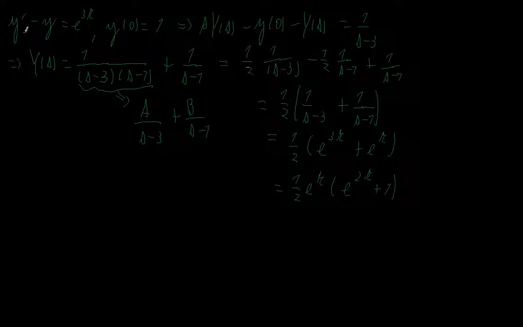So I have the differential equation y prime minus y is equal to e to the 3t, and I have the initial condition y of 0 is equal to 1. I want to solve this differential equation using the Laplace transform. So I take the Laplace transform of both sides.